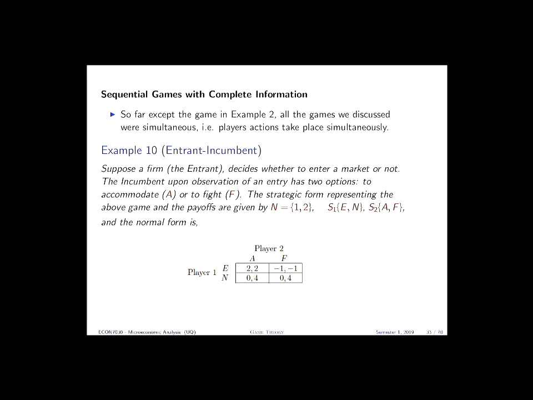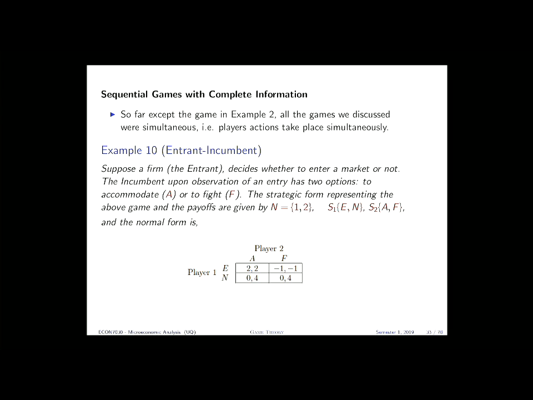So if player one enters and they accommodate, or cooperate, to use another word, they both get half of the market. So it will be shared, so 2 and 2. But if Coles and Woolies decide to fight, then they both get -1, because then they cannot cooperate and increase the price. They need to bring down the prices and still pay the costs. Therefore, they get negative payoffs.